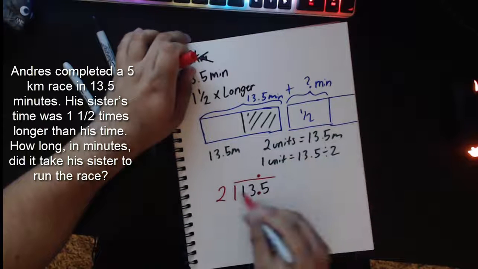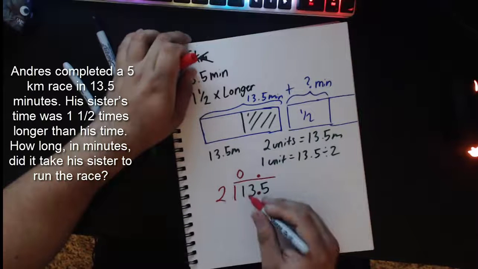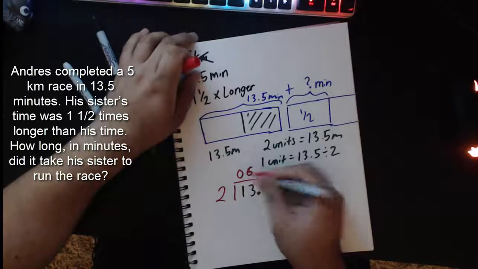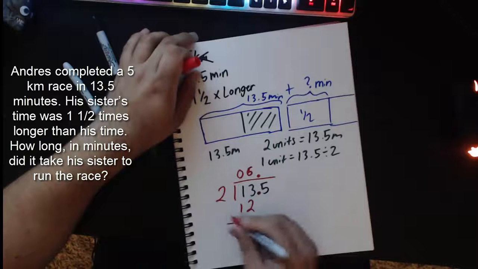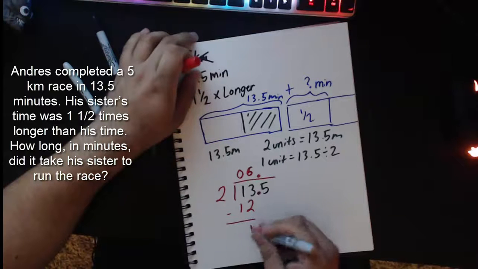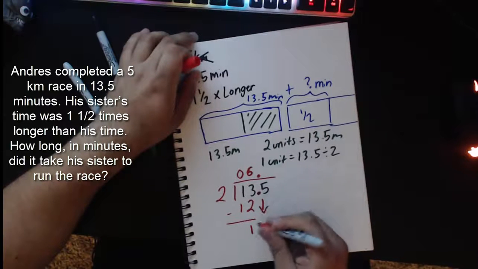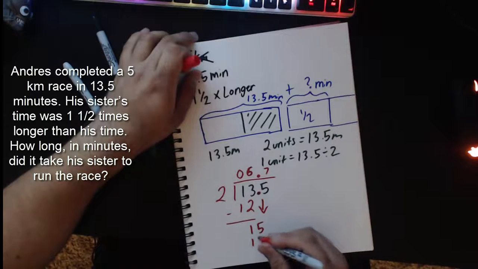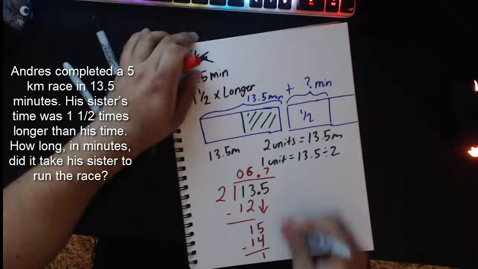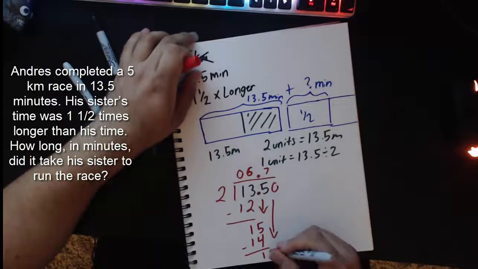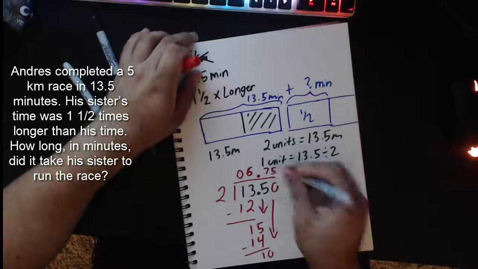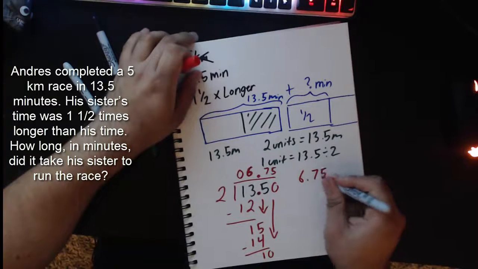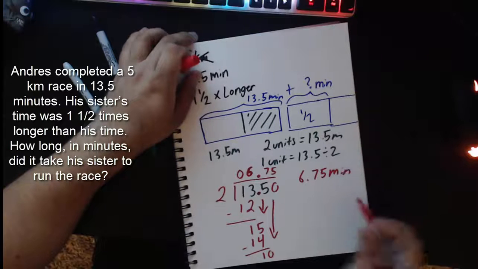There it is. 2 goes into 1. It can't. 2 can go into 13 5 times. Oh, sorry. 6 times to give us 12. 13 minus 12 will give me 1. Bring down my 5 here. 2 can go into 15 7 times, which will give me the 14. 1. Bring down another 0. 2 can go into 10 5 times. So here it's telling me that it took her an extra 6.75 minutes. Are we done?